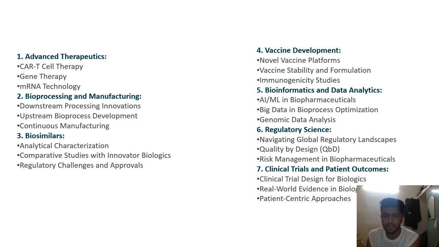Then we have QbD and DoE, quality by design and design of experiments, because for risk management and for Ishikawa fishbone analysis, it's very important to link QbD and DoE. There are CPP, critical process parameters; CQA, critical quality attributes; and CMA, critical material attributes, that are very essential. Risk management is also gaining importance. And then finally, we have clinical trials and patient-oriented outcomes.